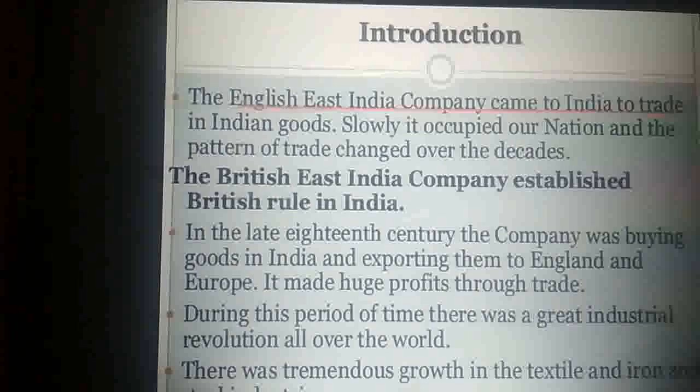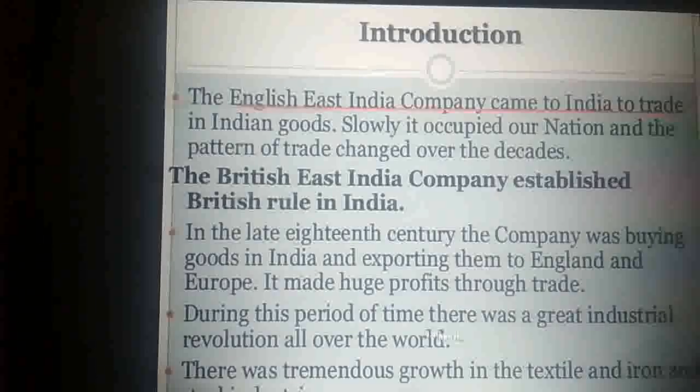We know it very well as far as the English East India Company is concerned. They came to India as a trading company, slowly entered into political matters, and became the rulers of India. In the late 18th century, the company was buying goods in India and exporting them to England and European markets, and made huge profits by this trade.